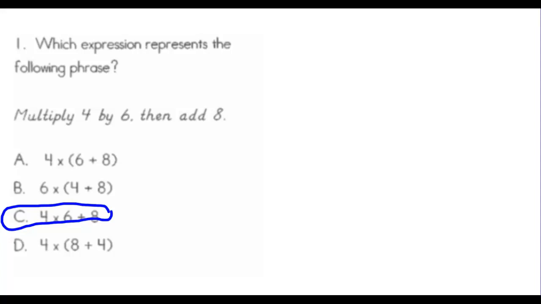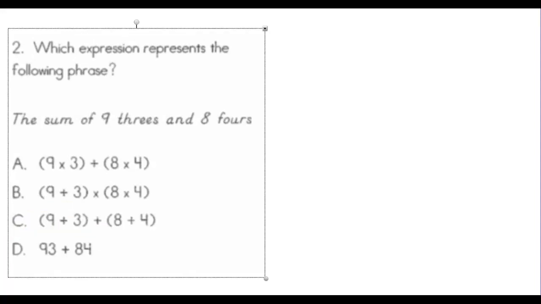It is very important. On number 2, which expression represents the following phrase? The sum of 9 threes and 8 fours. So the sum, we know then that that's going to have us adding right there. But it says the sum of, what are we adding? It says 9 threes. How could we show 9 threes? That would be 3 plus 3 plus 3 plus 3, all the way up to 9 times me saying that. So that would be 9 times 3 and 8 fours.